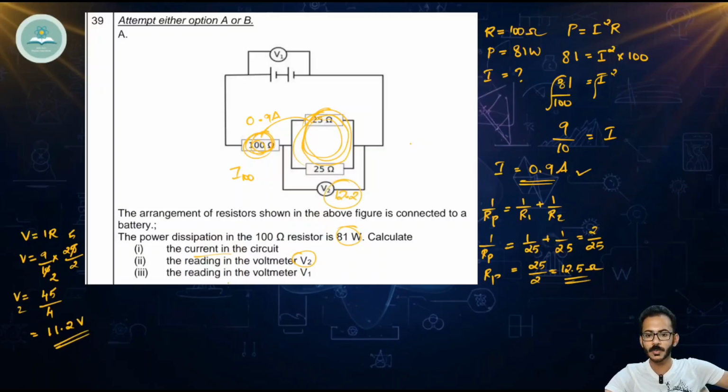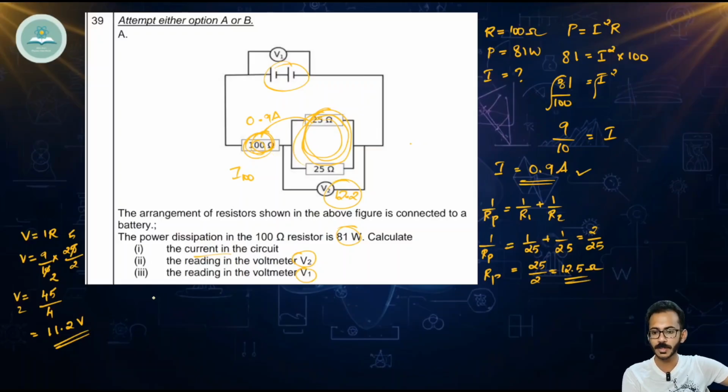Now next one is the reading in the voltmeter V1. Now we have to find out V1. V1 is actually the total potential difference present across this cell, which means the total potential difference that is present in this circuit. So now we got the potential difference across these two sets. Among these two, we got 11.2. So if we get the potential difference across this 100 ohm, then if we add both, we'll get the total potential difference. That will be an easy method.